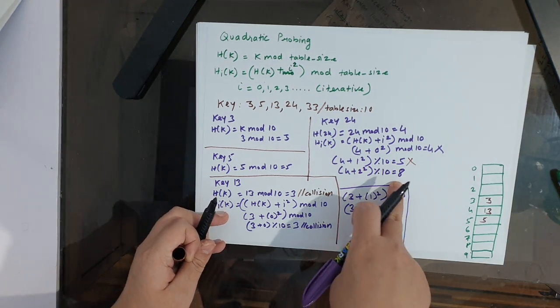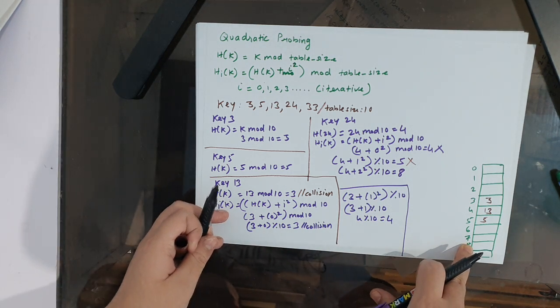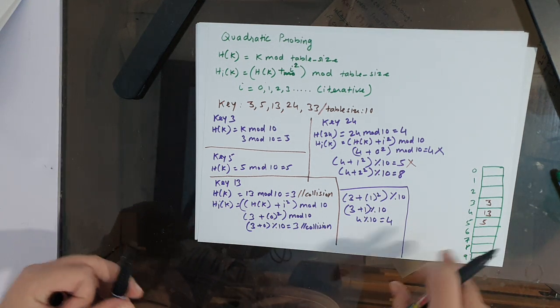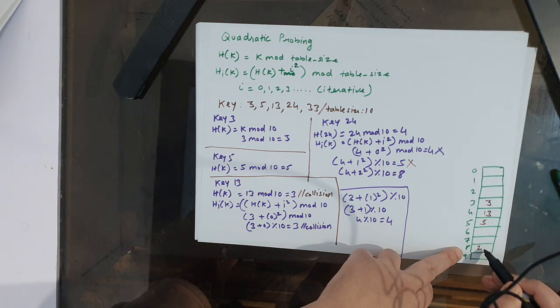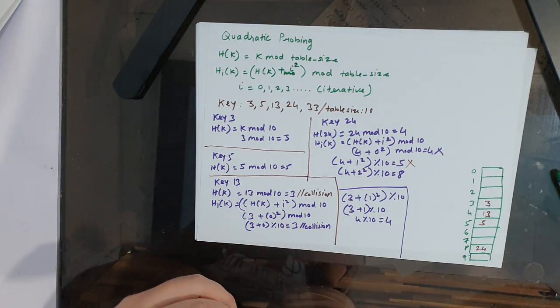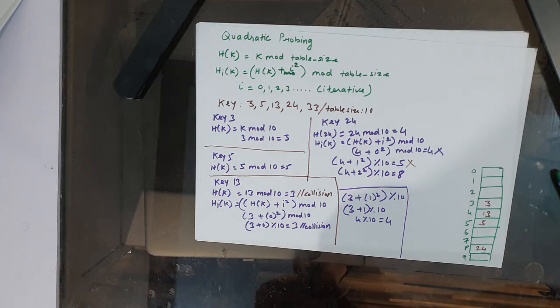Let's check location number 8. Location number 8 is empty, so no collision. We can add our value right there. So let's insert 24 in 8. With this, one more element has been inserted.